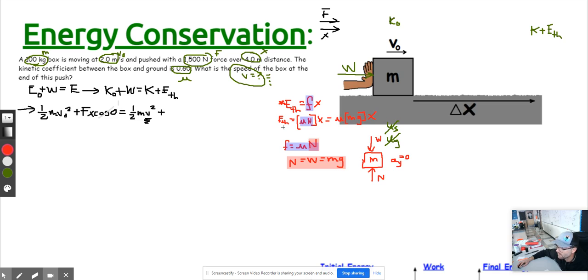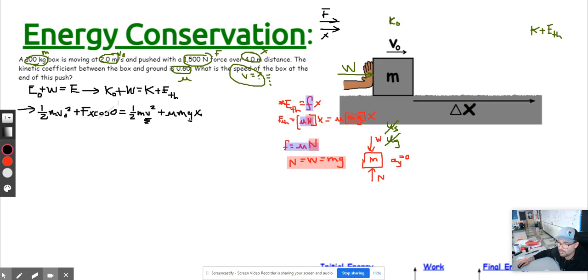And so instead of thermal energy, I can write what it's equal to here. And so that's going to be equal to all my red stuff here. So mu times m times g times distance. That's my thermal energy stuff.